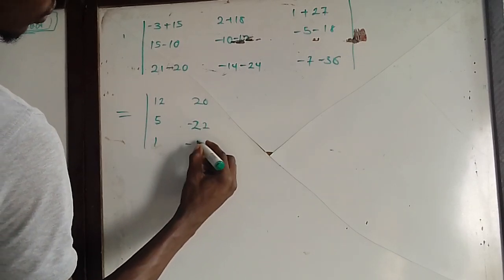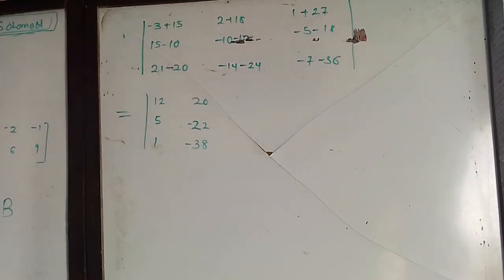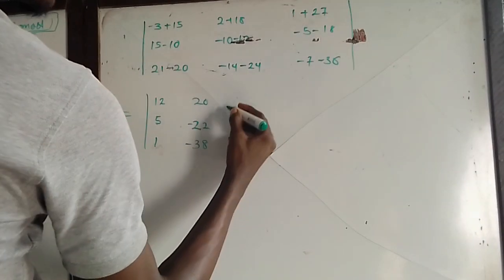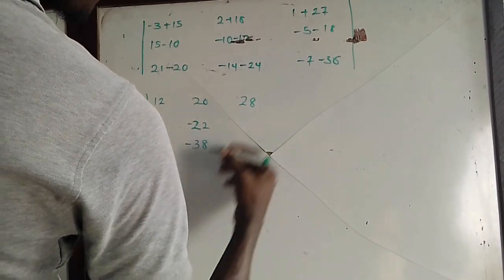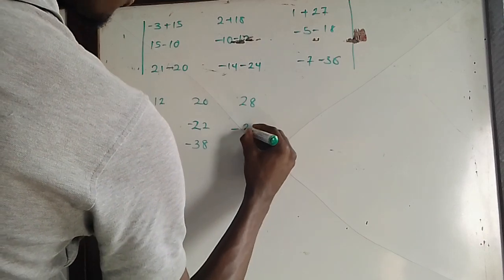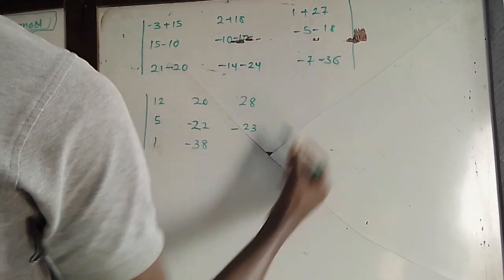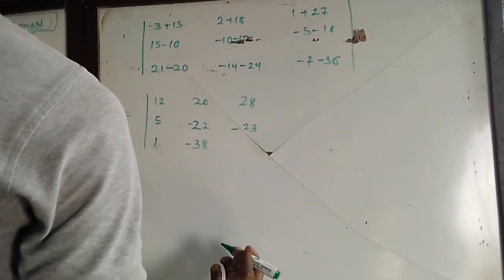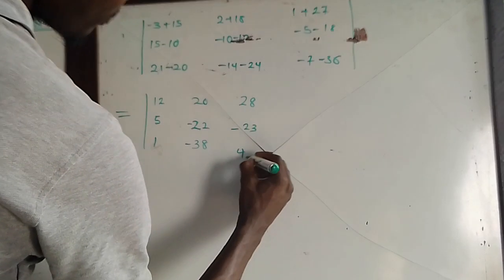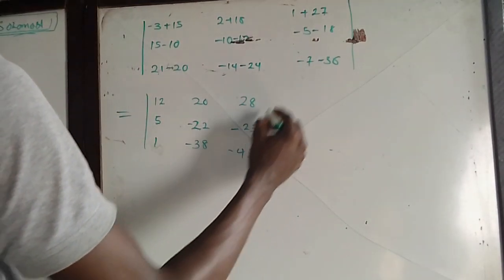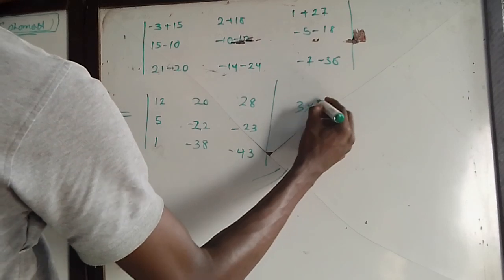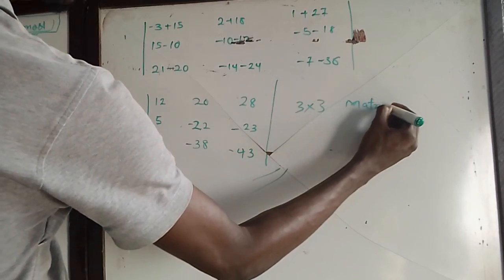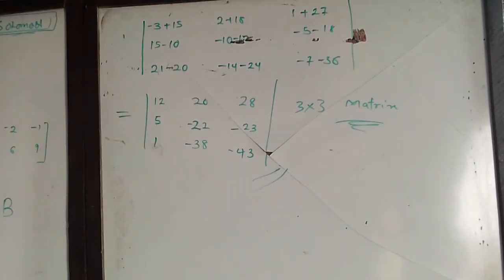Minus 22. Minus 38. 1 plus 27 will give us plus 28. Minus 5 minus 18 will give us minus 23. Then minus 7 minus 36 will give us minus 43. This is our final answer for the question. So this is an example of a 3 by 3 matrix.